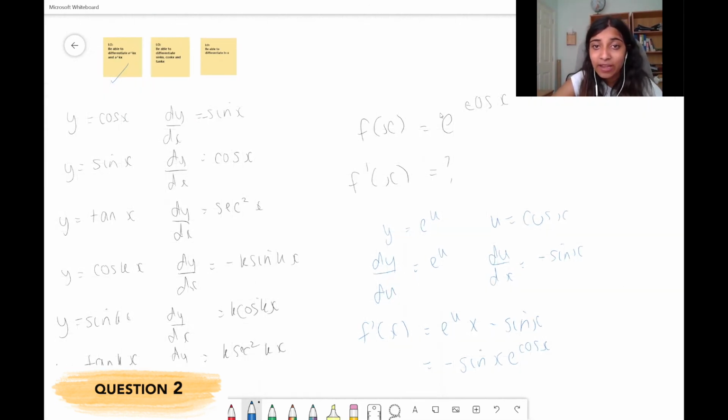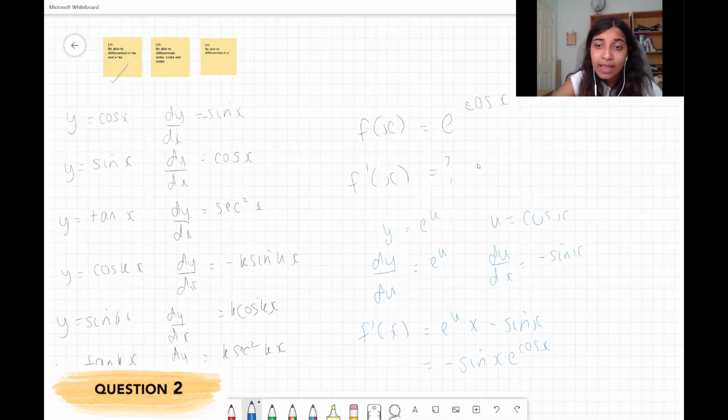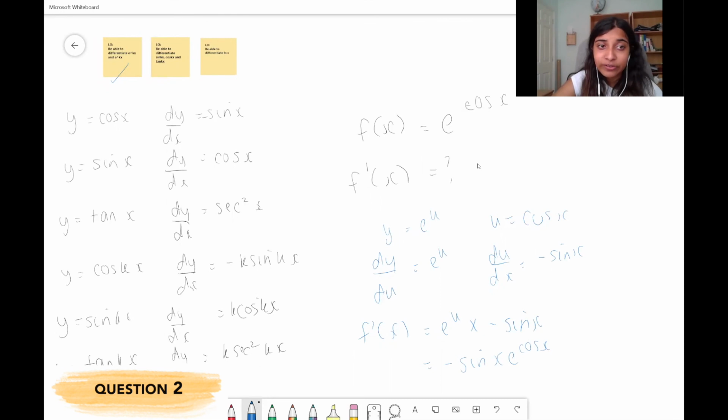The key here again was just to recognize that because you have two separate functions, you want to use the chain rule, and then you can just use the derivatives that you know for your trig functions and for your exponential function. So now that we've gone over differentiating sine kx, cos kx, and tan kx, let's move on to differentiating ln x.